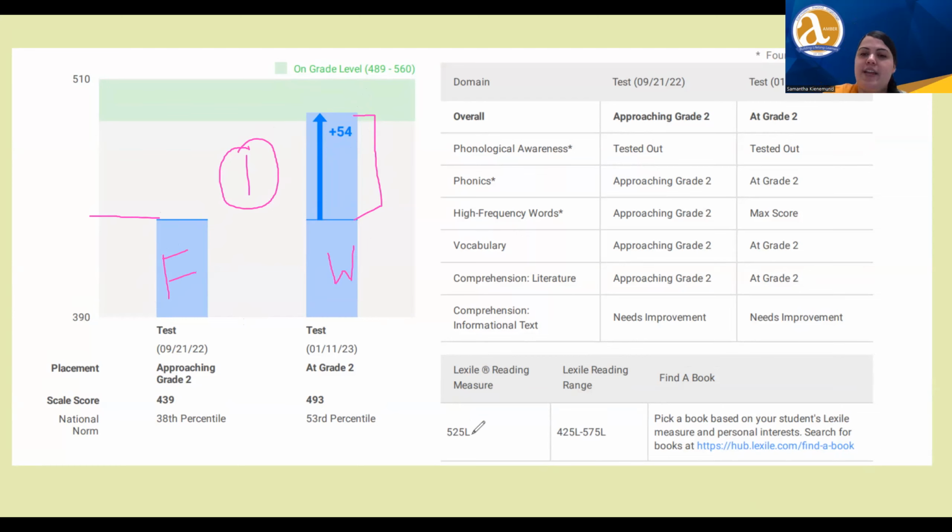Now, don't be discouraged if you do not see high growth from September to the winter, because there are ways that we can get our students to continue to grow. Now, here are the domains that we just talked about, and I want to look at how my student did in this domain. So here I can see in phonological awareness, they tested out. In phonics, they were at an approaching grade 2, and now they're at a grade 2. Here I see for high frequency words, in the beginning, they were at approaching grade 2, and now they have max score.